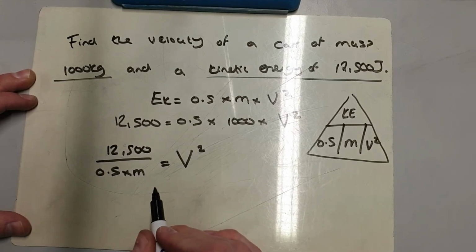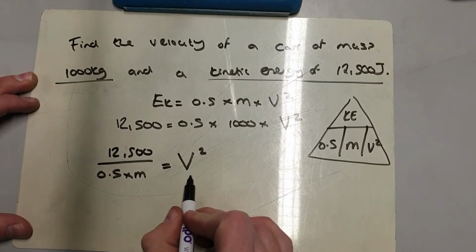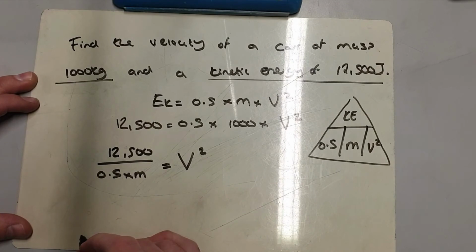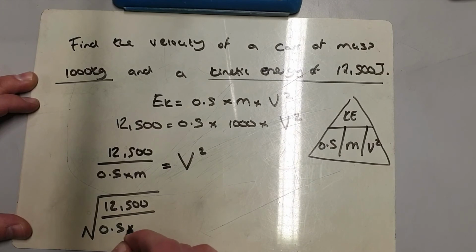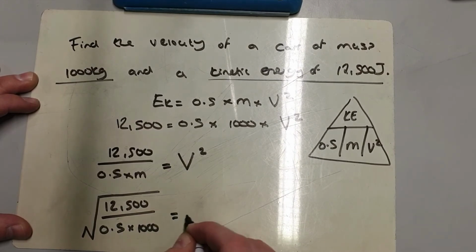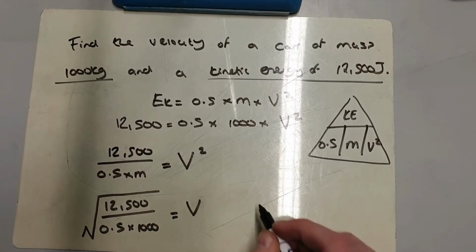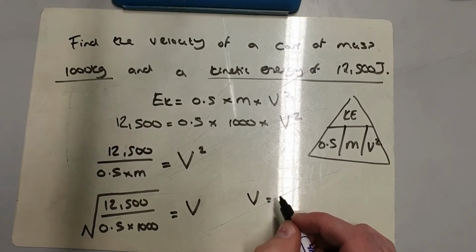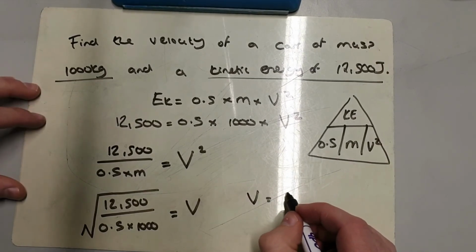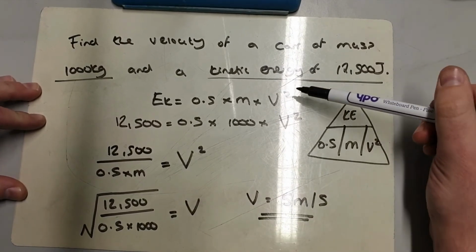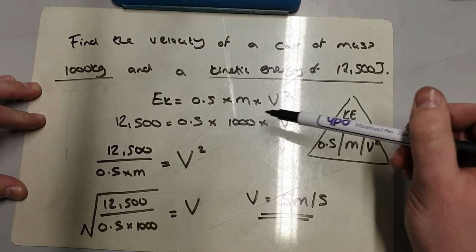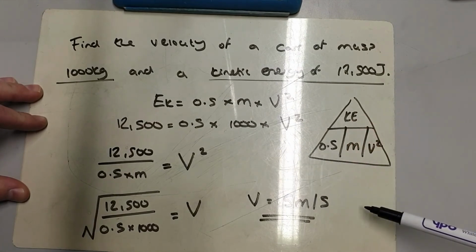Now the key thing at this step is we don't want the velocity squared, we just want the velocity. So we have to square root everything on this side of the equation to get our velocity. Again, when we sub that into our calculator, we get an answer of 5 meters per second. So I've written the equation, I've subbed my numbers in, I've rearranged, and finally got my final answer.